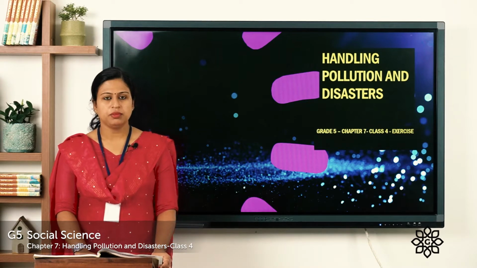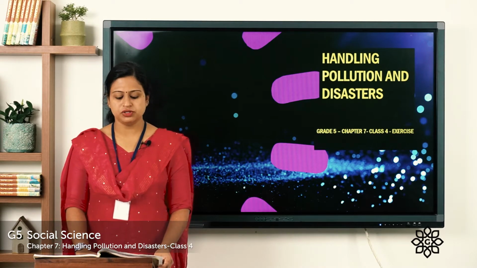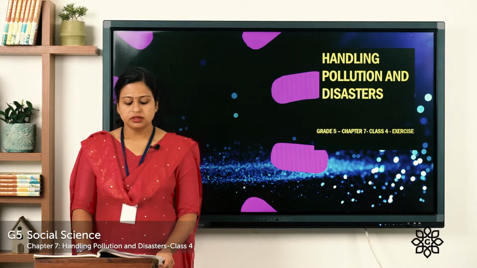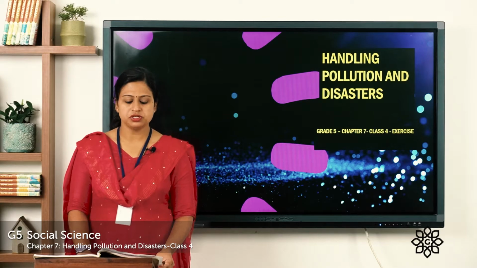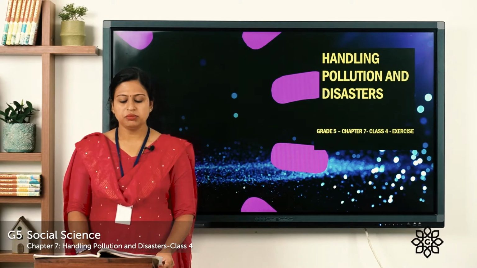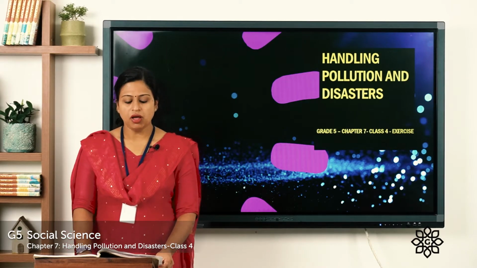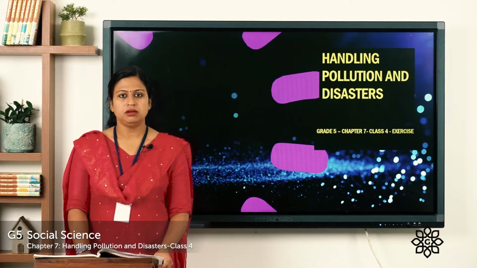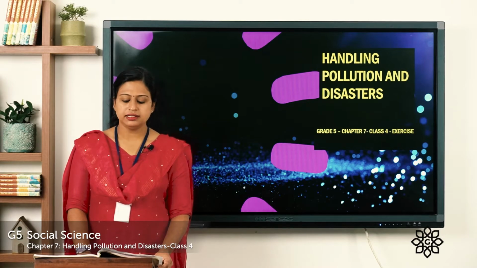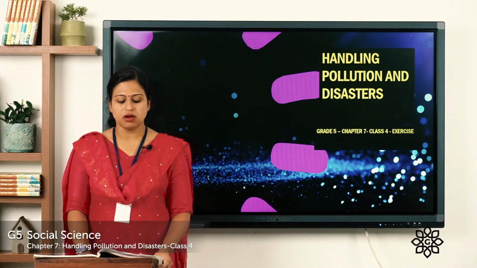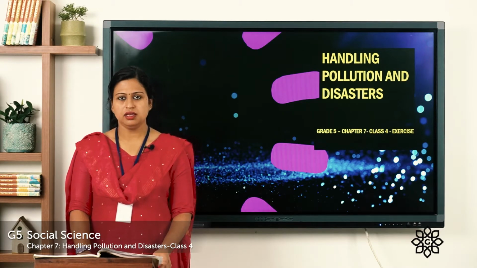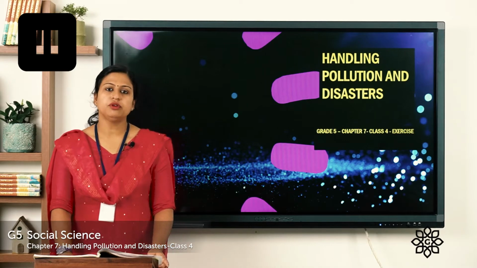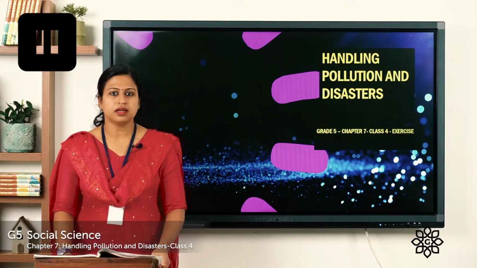Third one, jaundice and dysentery are diseases caused by A. Soil pollution, B. Water pollution, C. Noise pollution. Fourth, a calamity caused due to the force of nature is called, the options are tsunami, human-made disaster, natural disaster. Fifth one, a prolonged period of abnormally low rainfall that leads to a shortage of water is called, options A. Drought, B. Flood, C. Earthquake. You have to pause the video and mark the correct options.